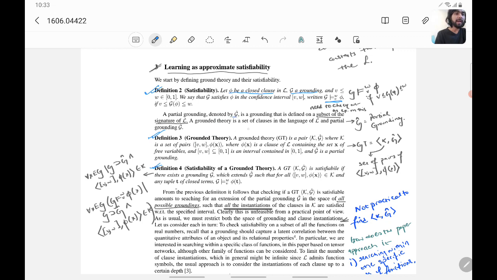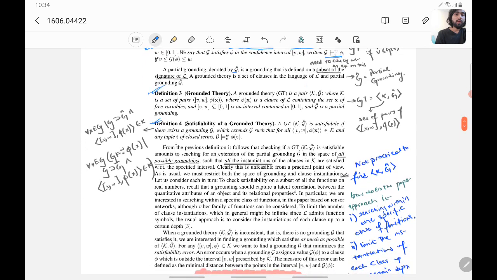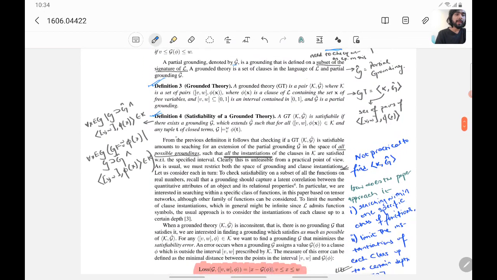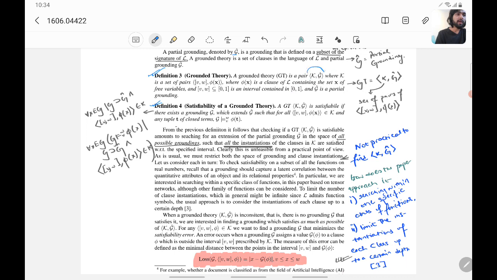For a partial grounding, G cap is a grounding that is defined on a subset of the signature. A grounded theory is a set of clauses in the language L and a partial grounding. The grounded theory is defined as a pair, K and G cap, where G cap is the partial grounding, and K is a set of pairs where phi of x is a closed clause containing x free variables, and the value for that lies in a subset of the interval 0 to 1. That's a partial grounding.